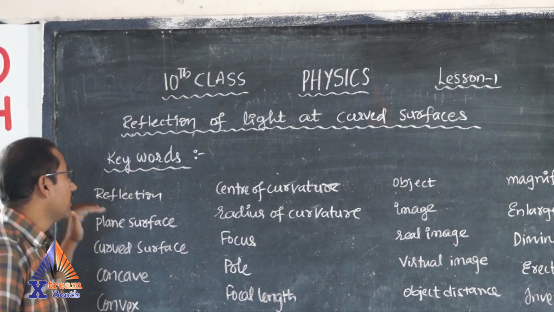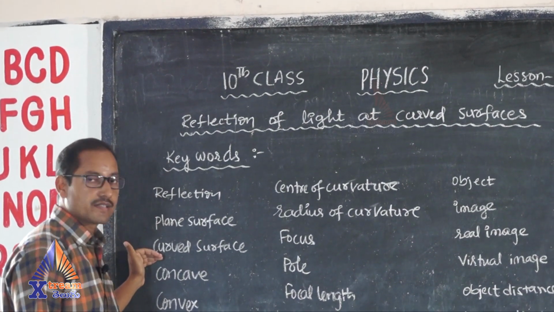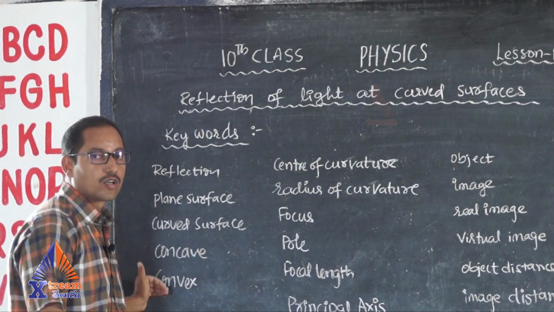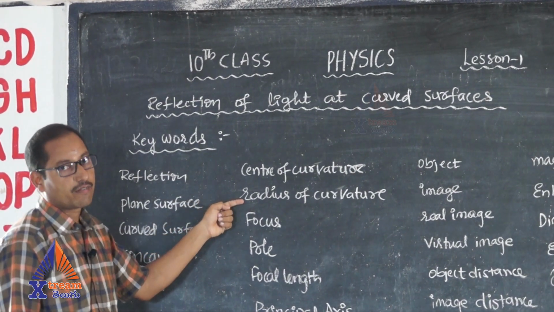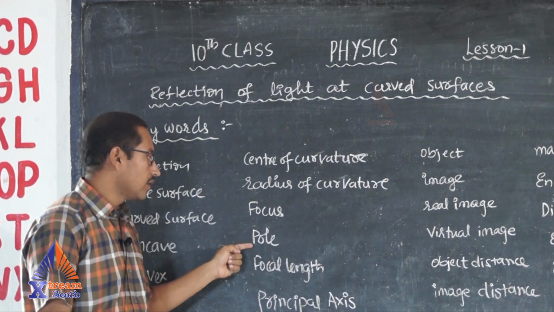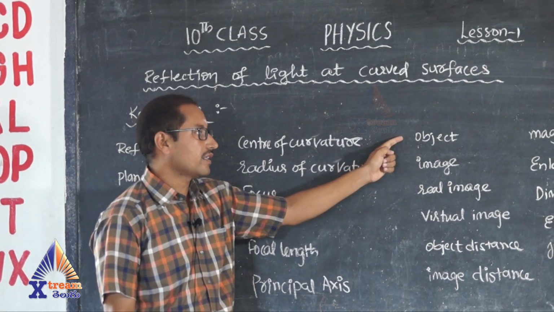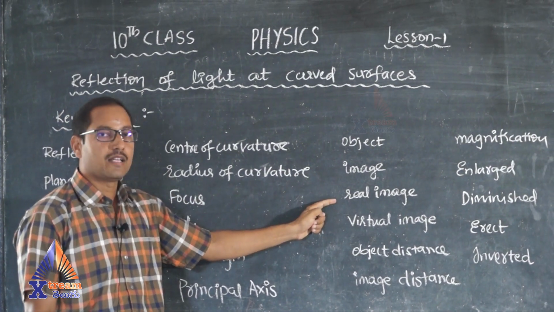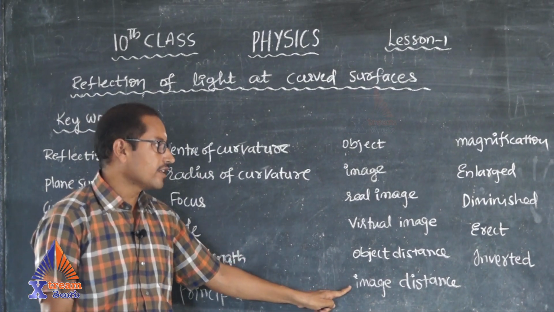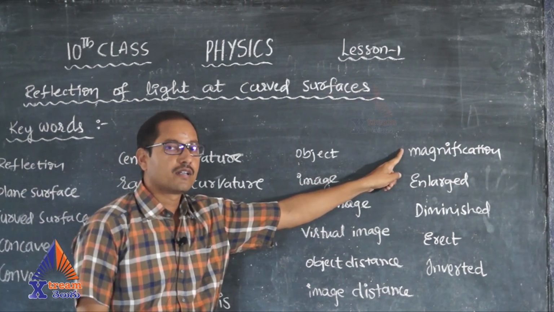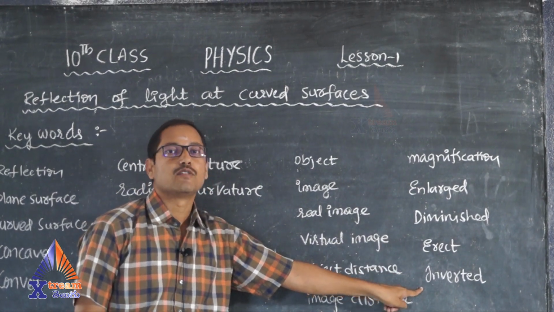The keywords are reflection, plane surface, curved surface, concave, convex, center of curvature, radius of curvature, focus, pole, focal length, principal axis, object, image, real image, virtual image, object distance, image distance, magnification, enlarged, diminished, erect and inverted.